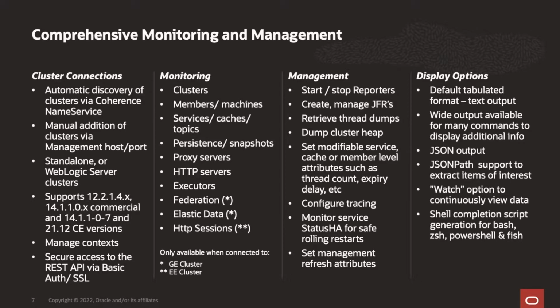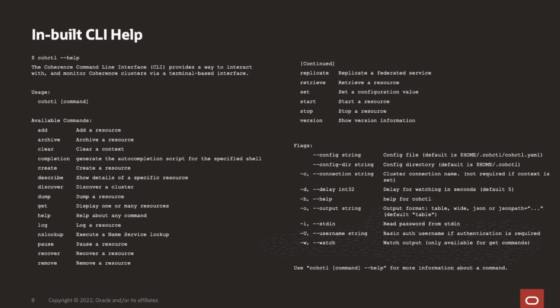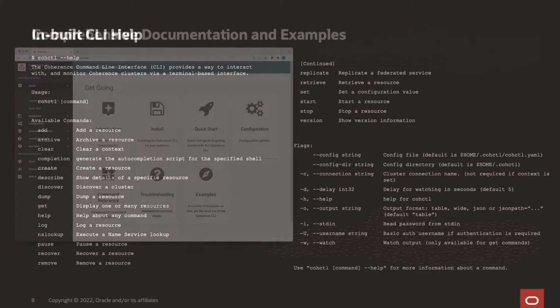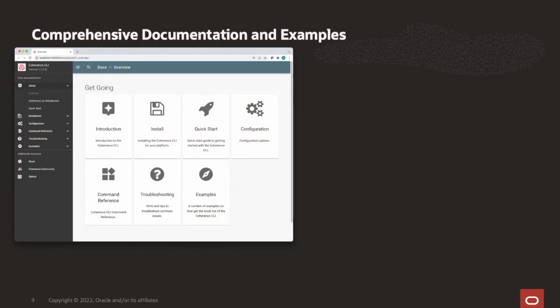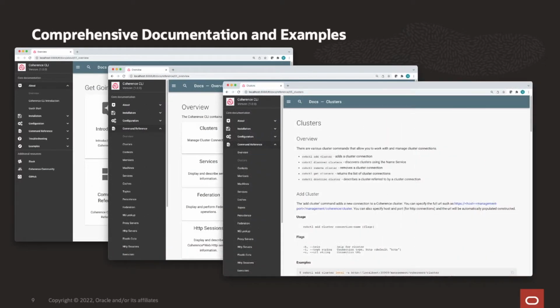In terms of display options, there's a default tabulated format, which is a text-based output. You could also provide a wide option to display additional information for many commands. Also have the ability for JSON support and JSON path support to extract attributes. And there's a watch option to continuously watch data. There's also the ability to generate shell completion scripts for various shells. The CLI has inbuilt help. The --help option displays detailed information about each of the commands. There is also comprehensive documentation online.